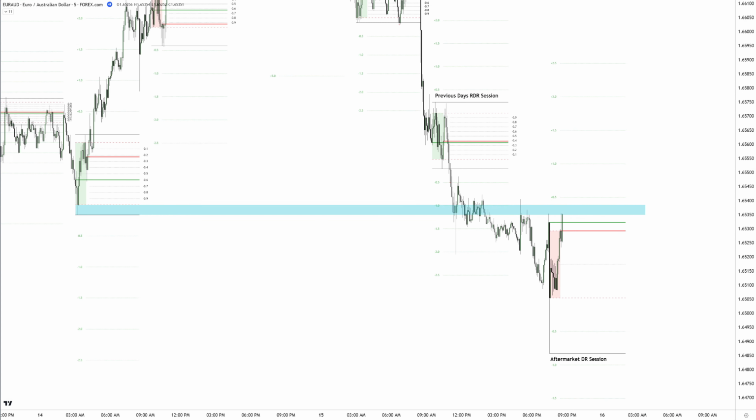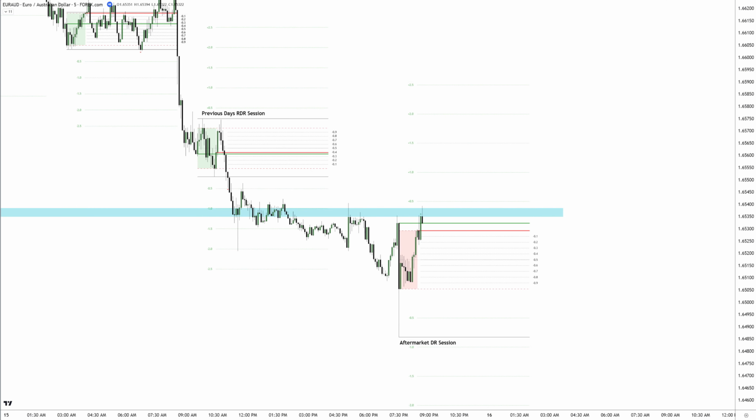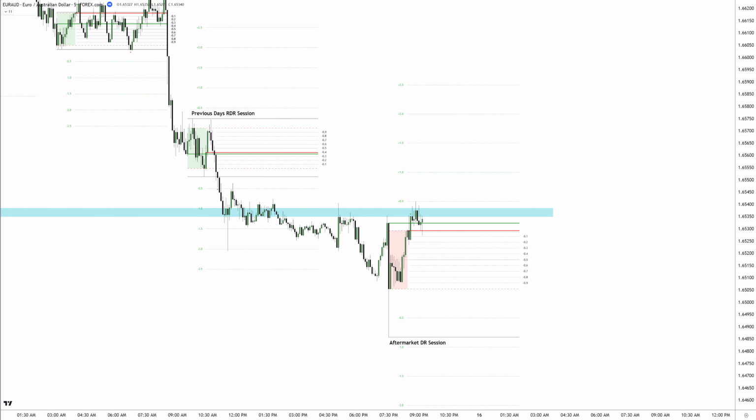Highlighting previous DR session levels added extra confluence as they often serve as crucial areas for price reaction. There are no previous DR session levels aligning with the current defining range, only one that's slightly above. Since euro versus the Australian dollar tends to move very fast in the ADR, this could be added for continuation confluences.